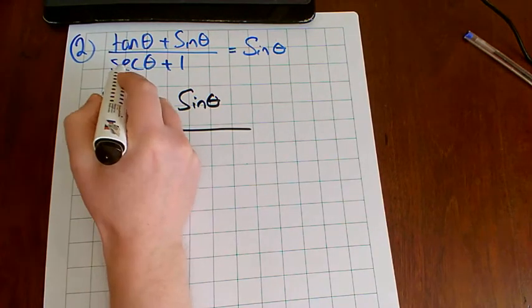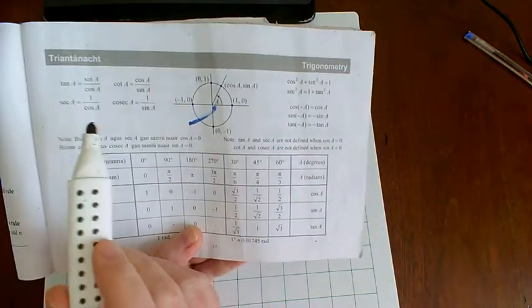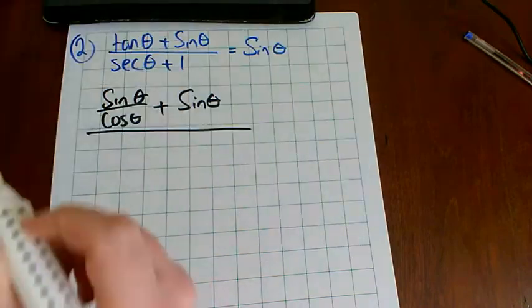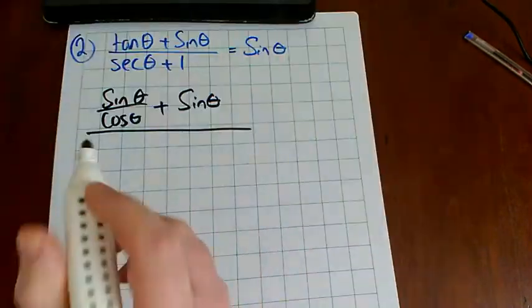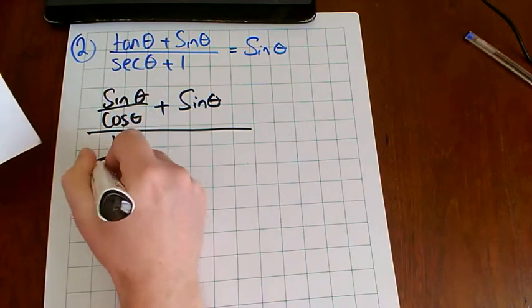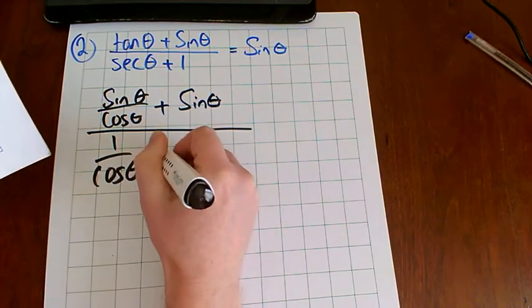All over. Again, I'm going to change the sec because there's no sec here. So sec is 1 over cos theta. Just so you can see that there. They have A in the maths tables, but obviously it's theta in the question. So that can be 1 over cos theta plus 1.